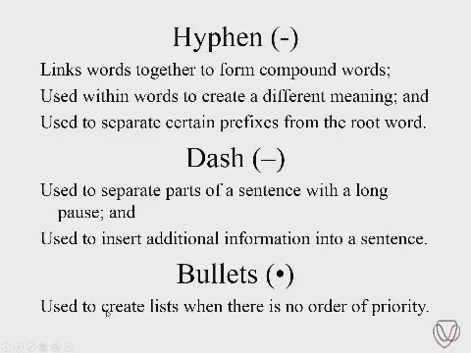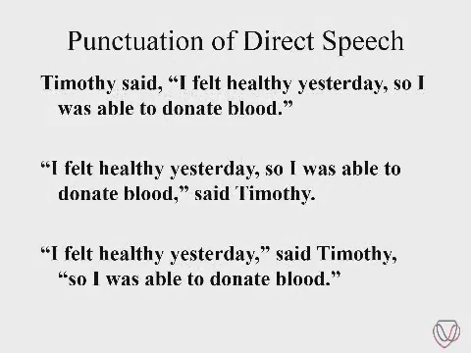Bullets. Used to create lists when there is no order of priority. They're not numbered. When you number a list, there's an order of priority. Bullets don't do that. Here, next, I've got punctuation of direct speech.